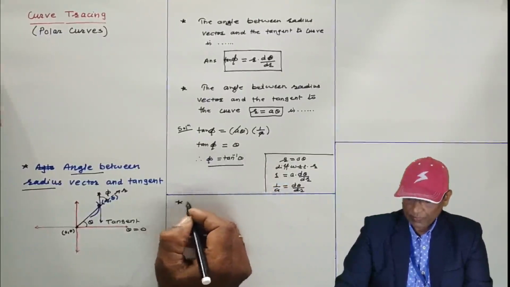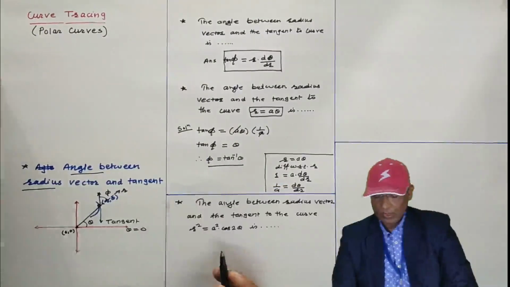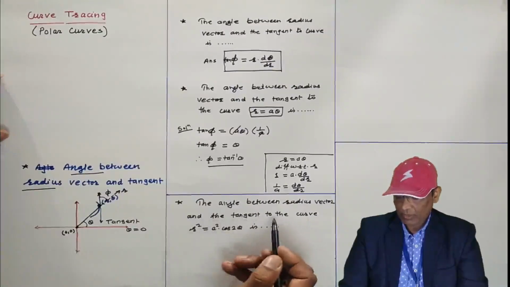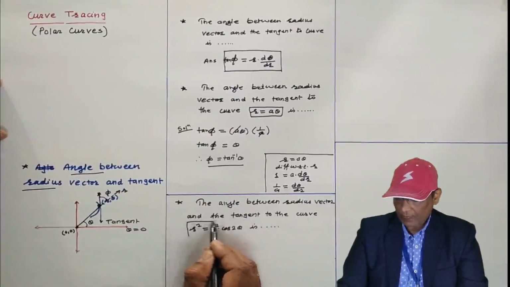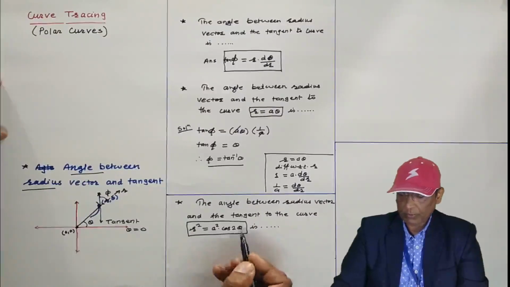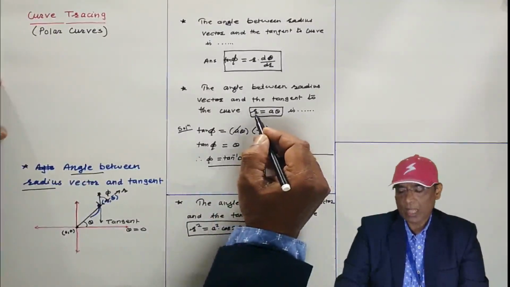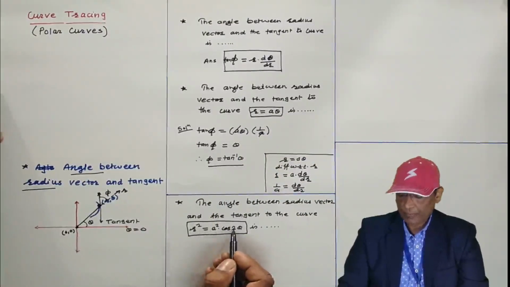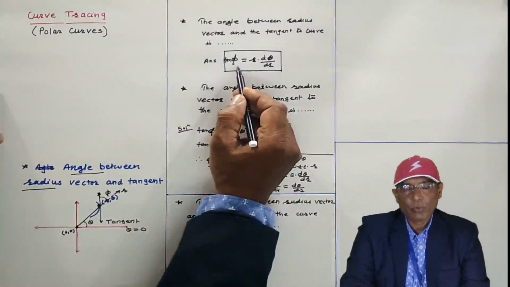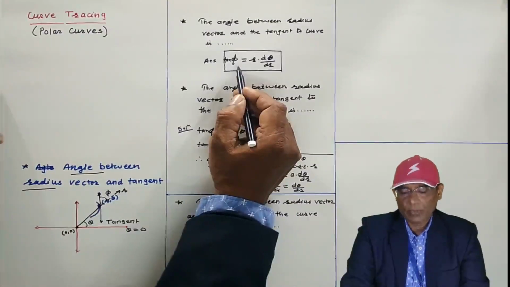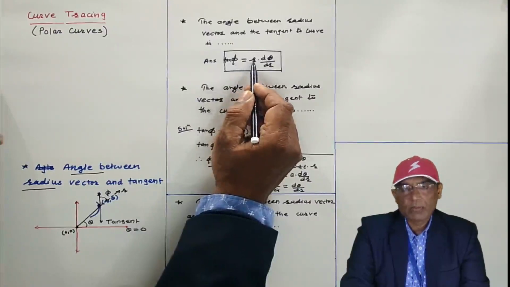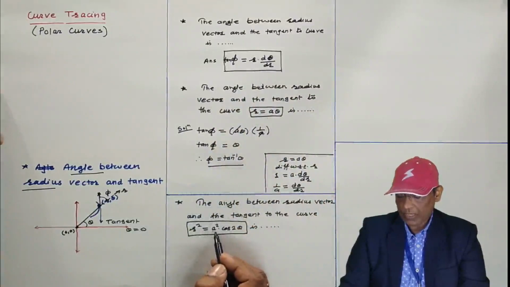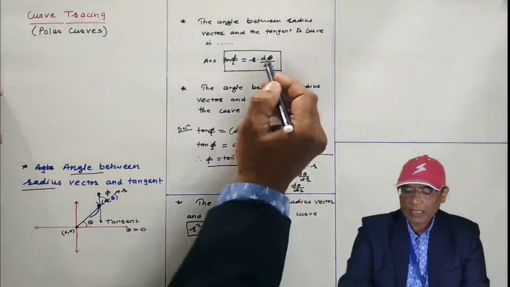As the next MCQ, the angle between the radius vector and the tangent to the curve, where the equation of the curve is given. In the first problem, the equation of the curve was r equal to a theta. Here, the equation of the curve is r square equals a square cos 2 theta. We are going to use this formula to find out the value of phi. r is given to you. Here r is under root of a square cos 2 theta, and d theta by dr you can easily find out.